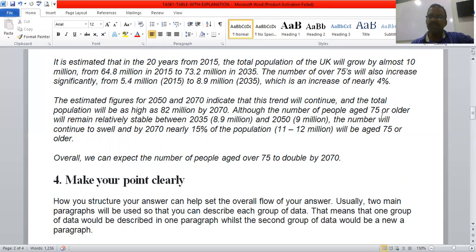Although the number of people aged 75 or older will remain relatively stable between 2035, 8.9 million, and 2050, 9 million, the number will continue to swell, it means increase. And by 2070, nearly 15% of the population, 11 to 12 million, will be aged 75 or over. Overall, we can expect the number of people aged over 75 to double by 2070.